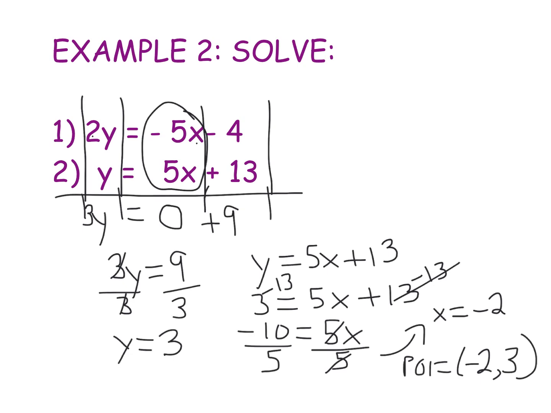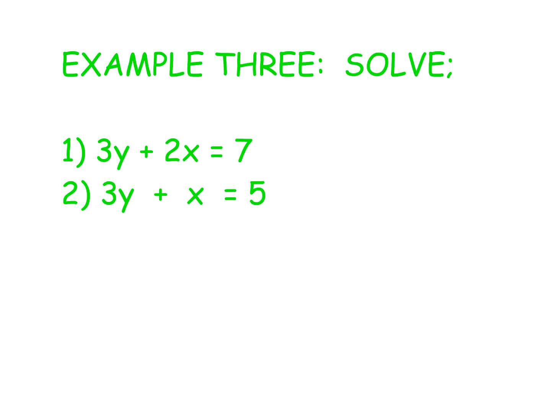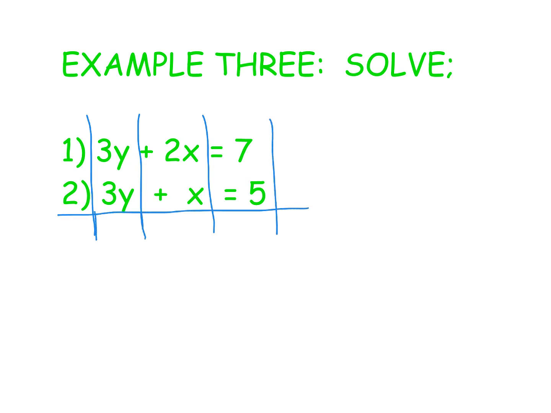Okay, for this pair of equations, let's do our columns. I'm going to draw the line underneath, and now I'm going to check to make sure that one of those columns is going to make 0. 3y plus 3y is 6y, that's not 0. 2x plus x is 3x, that's not 0. And it has to be one of the variables that matches, not the constant, like not the 7 and the 5. So we don't have a column that's going to add up to 0 here.